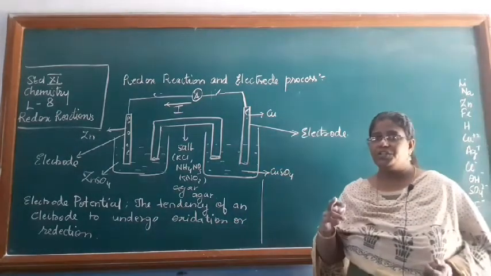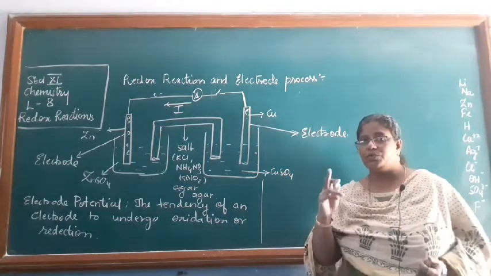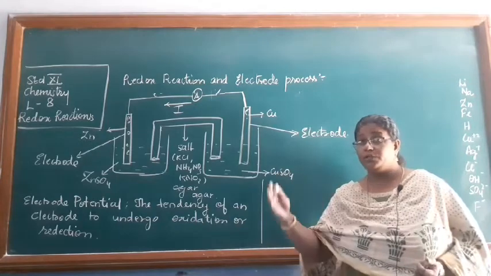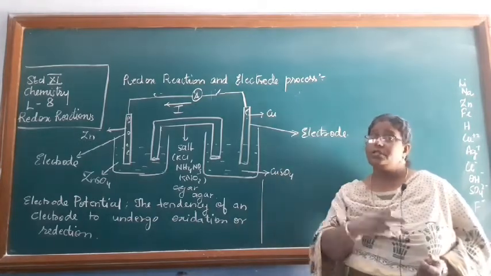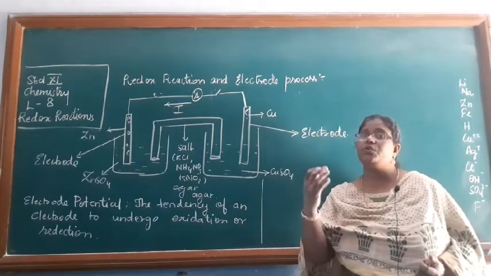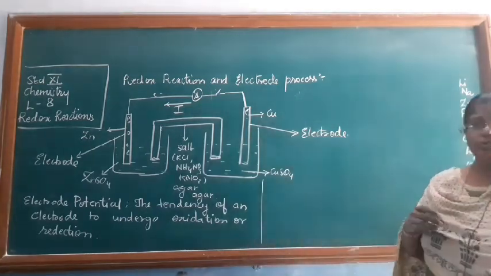What did I say? What is reduction potential? Reduction potential of an electrode is the tendency of an electrode to gain electrons. And what is the oxidation potential of an electrode? It's the tendency of an electrode to lose electrons.